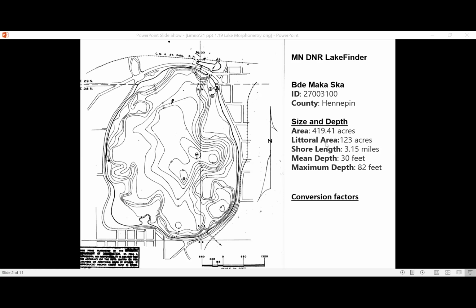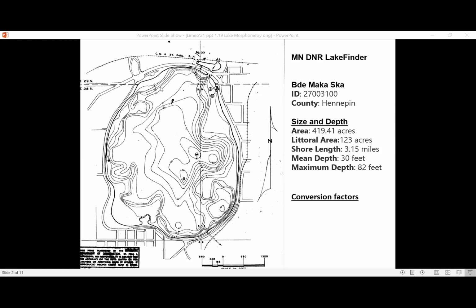So a lot of what the DNR is interested in is fish production because people care about fish and so on. So they include this very basic information of how much of the lake is littoral zone. Now for Calhoun or Muskoka, right? More than a third? A quarter of 420 would be 105. So more than a quarter, but less than a third of the lake is littoral zone.